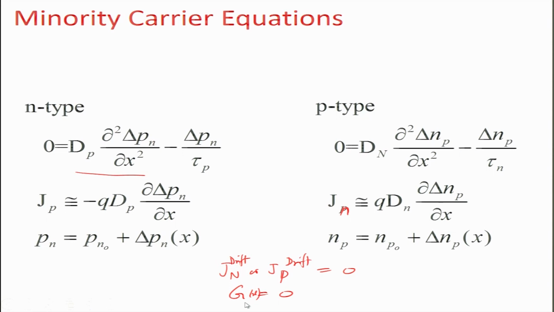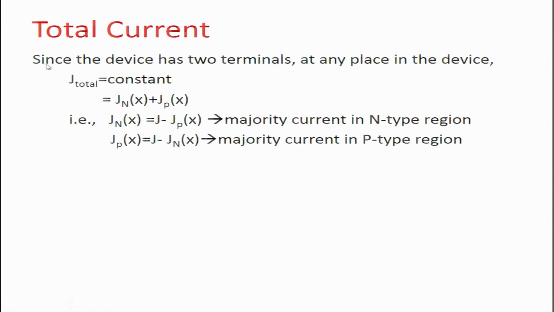But you will have recombination in the bulk, because once the carriers go from the p to n side or n to p side, they will recombine with the holes and electrons on the other side. So, the total current in the device, since the device has two terminals, is constant at any place in the device, which means J total is equal to Jnx plus Jpx. So, Jnx would be J minus Jpx, that is the majority current in the n type region, and Jpx would be J minus Jnx, the majority current in the p type region.